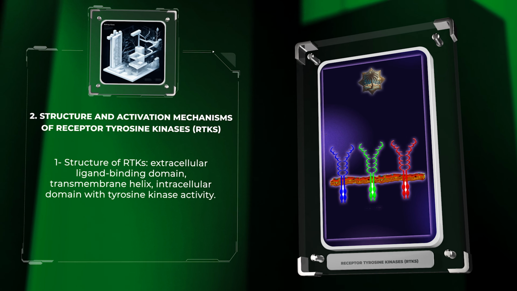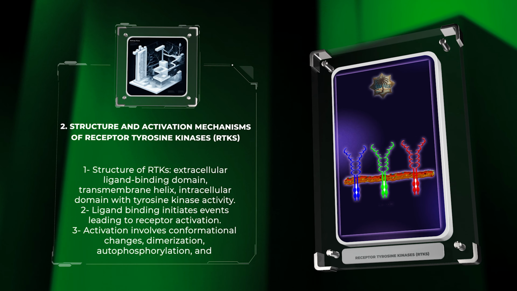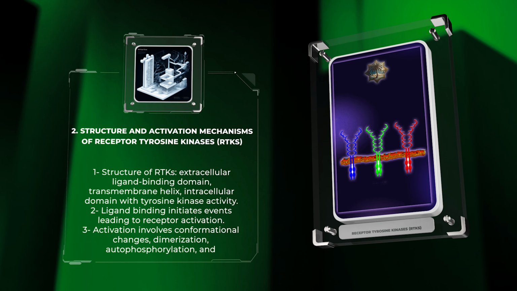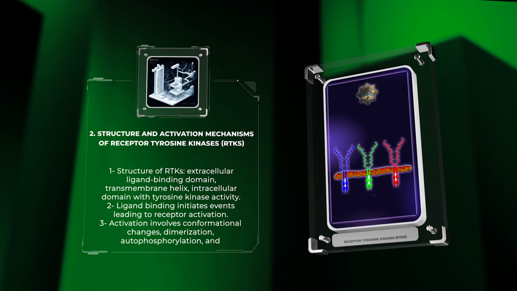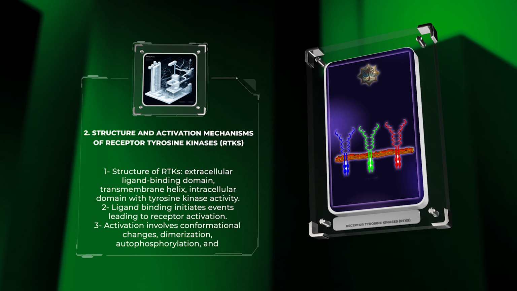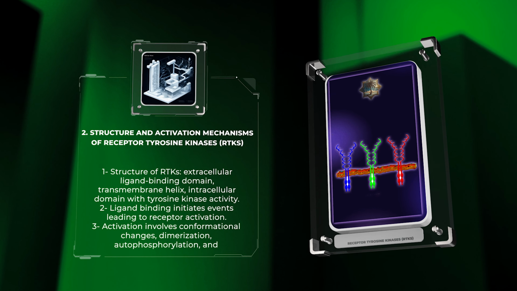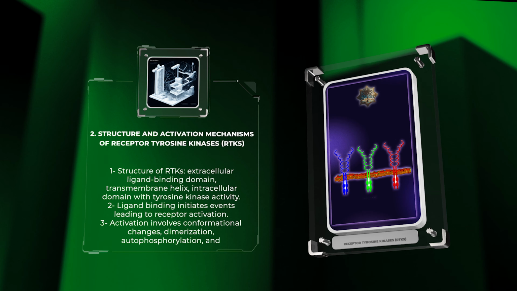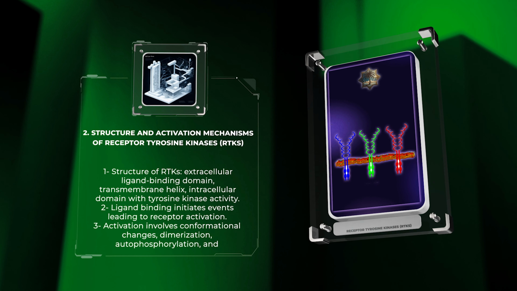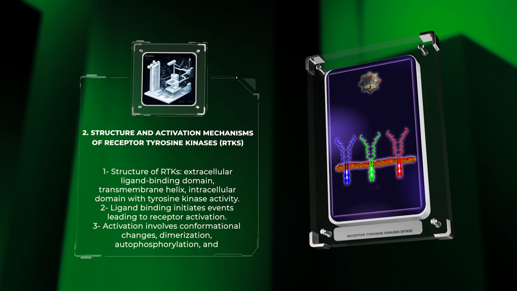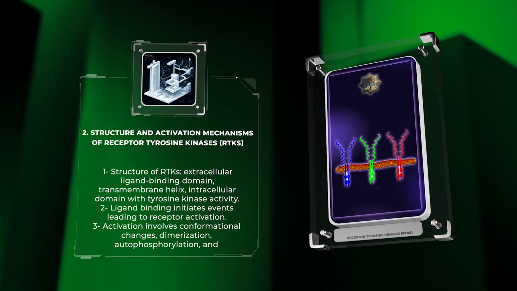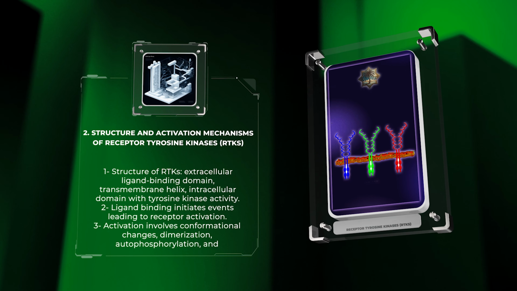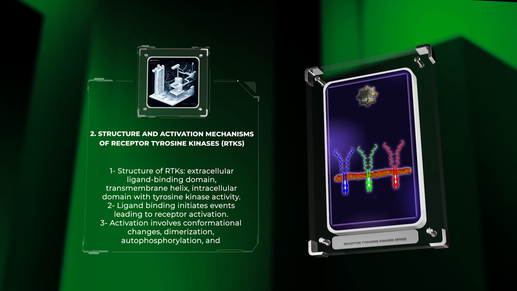Moving forward, let's delve into the structure and activation mechanisms of receptor tyrosine kinases, RTKs. RTKs are composed of an extracellular ligand-binding domain, a single transmembrane helix, and an intracellular domain harboring the tyrosine kinase catalytic activity. Ligand binding to the extracellular domain initiates a series of events leading to receptor activation. This activation involves conformational changes, receptor dimerization, autophosphorylation at specific tyrosine residues within the intracellular domain, and subsequent recruitment and activation of downstream signaling effectors.